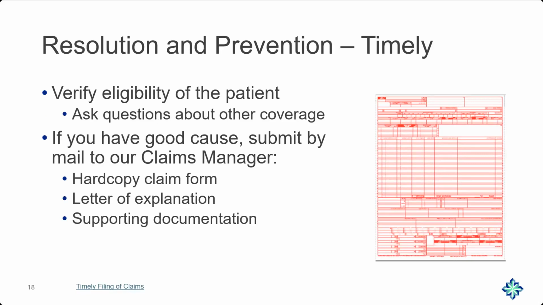If you think that you meet the criteria for good cause to waive timely filing, there are certain steps that you have to take to have your request considered. And it starts with an original paper claim form. So you're going to send in a paper or hard copy UB-04. You're going to use the type of bill that ends in a 7, so it's going to be a 717 or a 777.